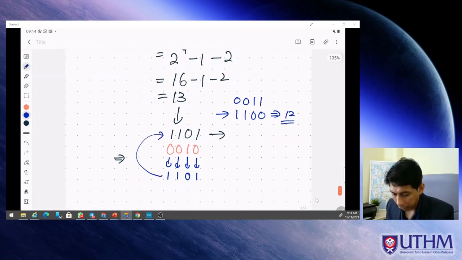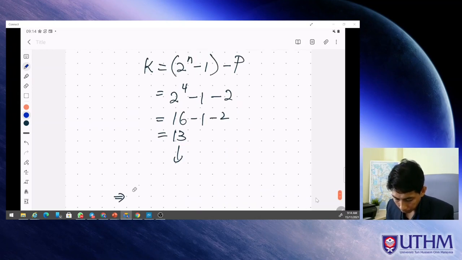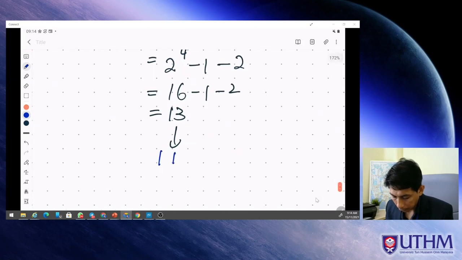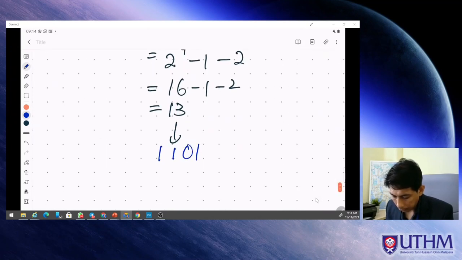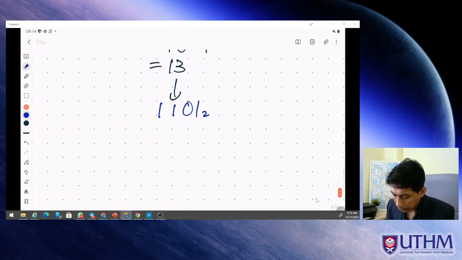But that is not the important one. The important one is what is the application of the first complement number? Why do we need to have this? So look at this. This is 1 1 0 1, right? 13. Now again, remember what we want to do is 5 plus minus 2.